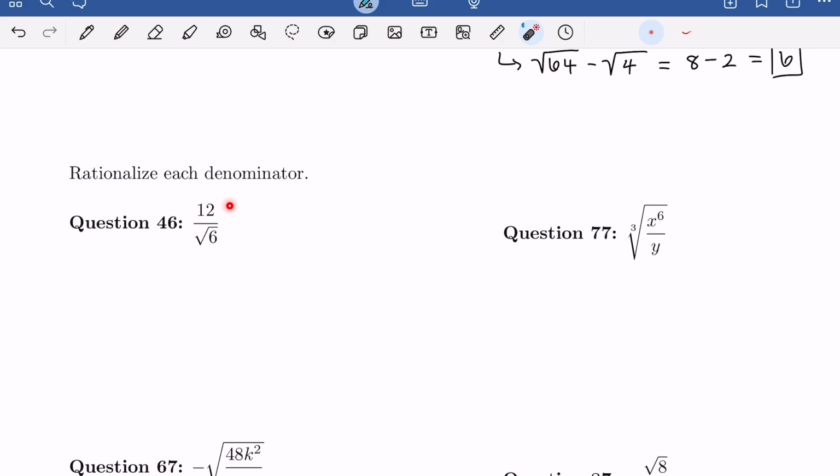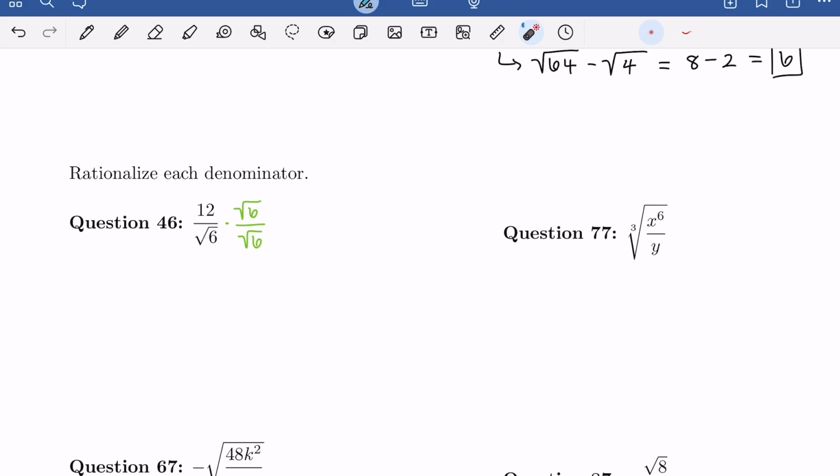And so what we're going to do is simplify this by multiplying it by 1 in the form of this radical divided by itself. So what I mean here is we're going to multiply this by the square root of 6 over the square root of 6, right? Because this is just 1, so when we multiply by 1, it's not actually changing the value.